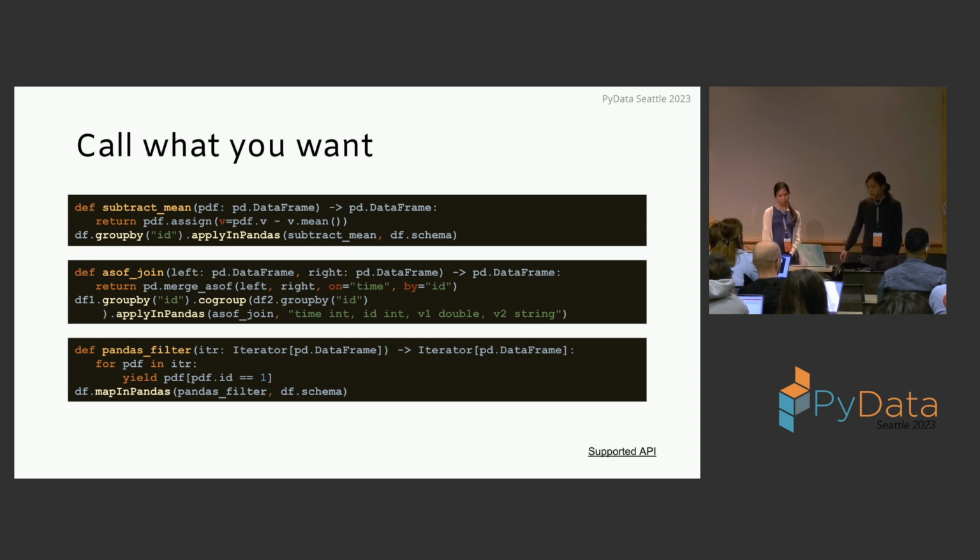And then each group of individual data frames will be converted into the function, for instance, here left and right. And the last example is mapInPandas. This is similar to the RDD mapPartitions. So basically, you're applying the function in batch. This iterator of Pandas data frames will actually be one partition under the hood.